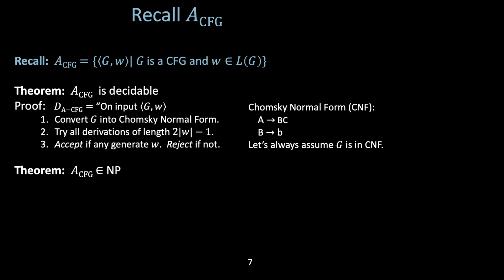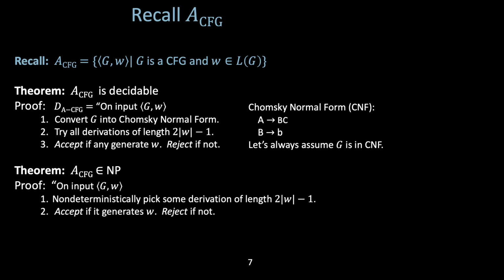That allows us to say about ACFG, can we check if it's NP? We just need to say, is there a certificate that can be checked in polynomial time? Looking above, we said we wanted to try all derivations. So what we would say is, let's pick a derivation, and if that derivation is good, then we would accept. So you can verify that derivation. That derivation is of length at most 2 times length of W minus 1, which is polynomial in the length of the input.